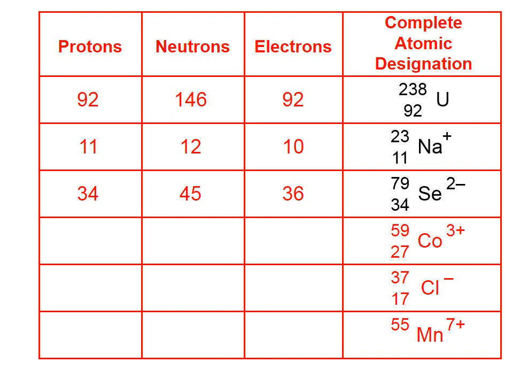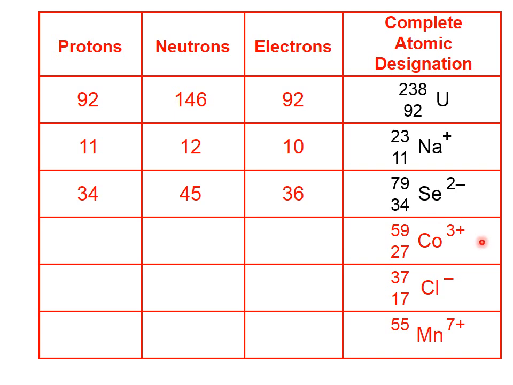Why do we not account for neutrons when we're finding the net charge? The neutrons don't have any charge. We don't account for electrons when we're finding the mass number because electrons have hardly any mass. So when we're finding the mass number, that's why we only deal with protons and neutrons, and when we're finding the charge, we only deal with protons and electrons.